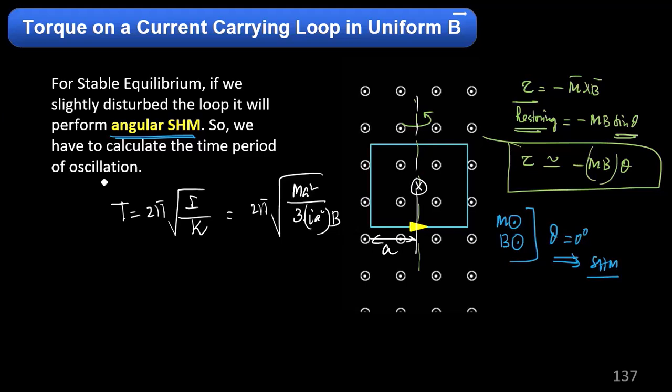So whenever our particle achieves stable equilibrium, it should perform an SHM. Whether it is SHM or not depends on the approach. Here, what was the approximation? We assumed that theta is very, very small, and for that situation tau is equal to minus mb theta. So we could write that it is a kind of SHM equation, and corresponding to that, the time period equals 2 pi root I by k. This can be written.